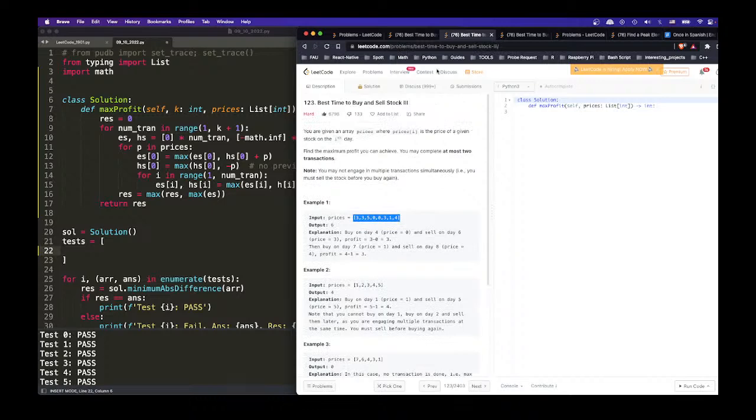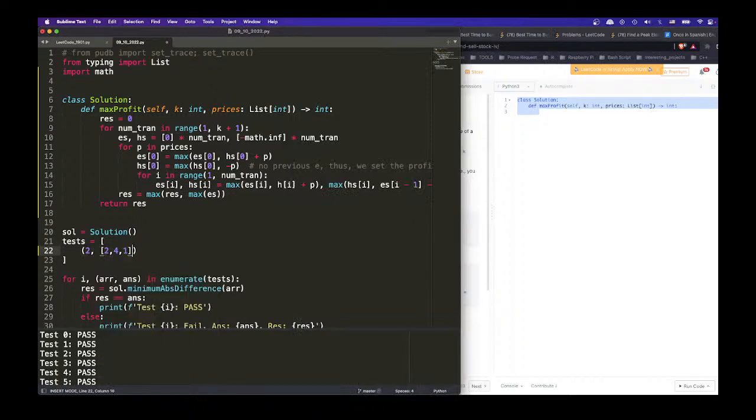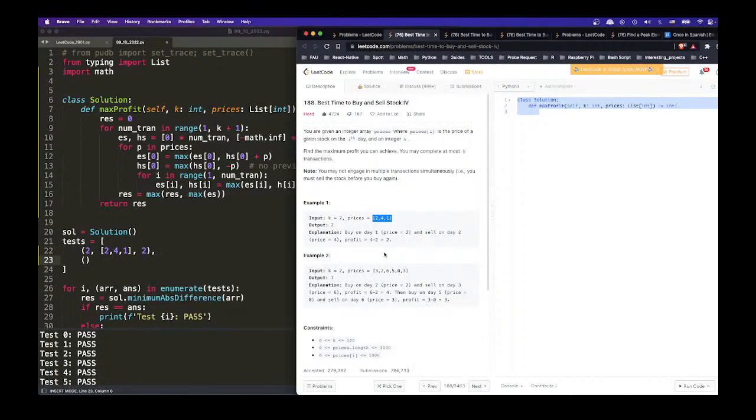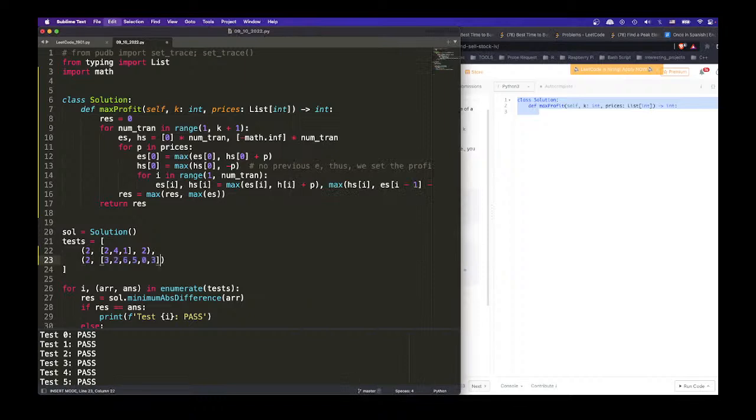So we have K and the prices. K is 2, and the prices are 7.